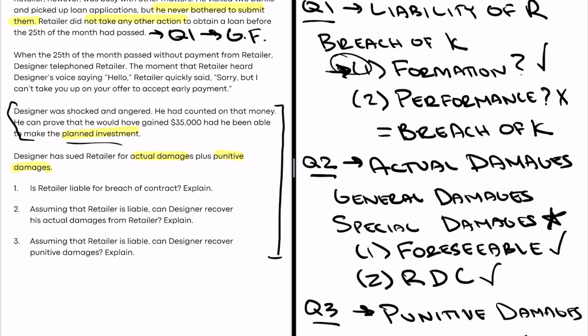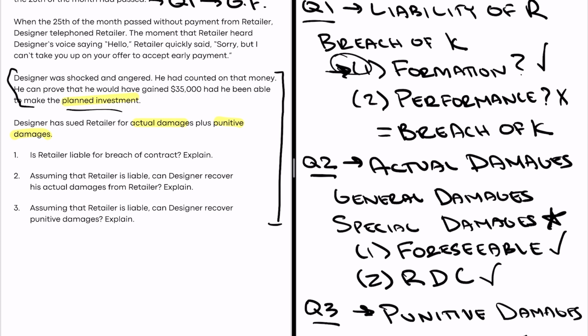When the 25th of the month passed without payment from retailer, designer telephoned retailer. The moment that retailer heard designer's voice saying hello, retailer quickly said, "Sorry, but I can't take you up on your offer to accept early payment." So this is a revocation attempt, but it fails, right? This is very obvious. This again goes to question number 1, the liability of retailer, right?